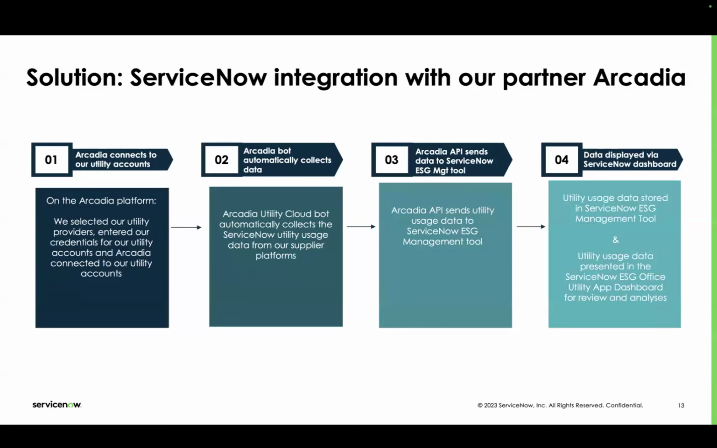On this slide, I'll show you how we used Arcadia for the solution we implemented. As I explained on the last slide, here's a recap. We got an account with Arcadia. Once we were on the platform, we searched for and found utility providers, entered our credentials, got connected to our accounts, and then the Arcadia bot reads our utility bills and gathers our usage data. So focus on step 3. Arcadia then sends the usage data to the ServiceNow ESG management tool via the API on a monthly basis.